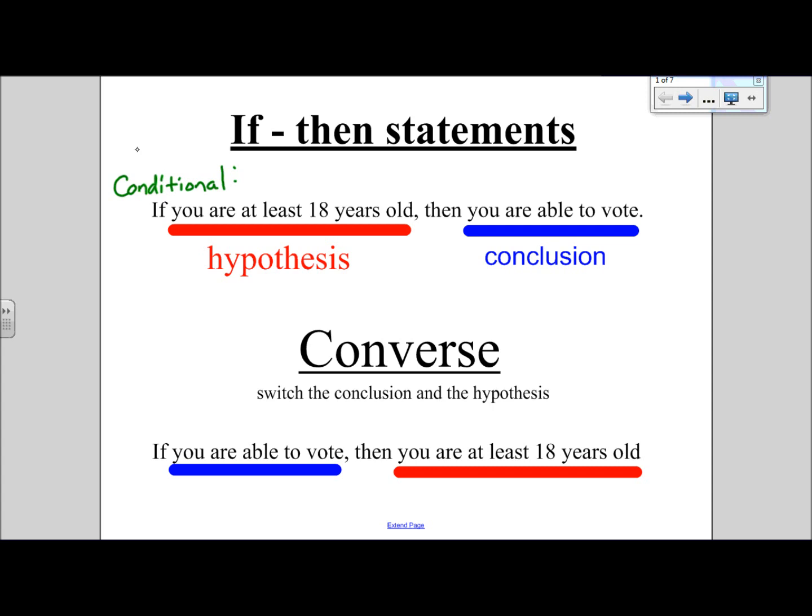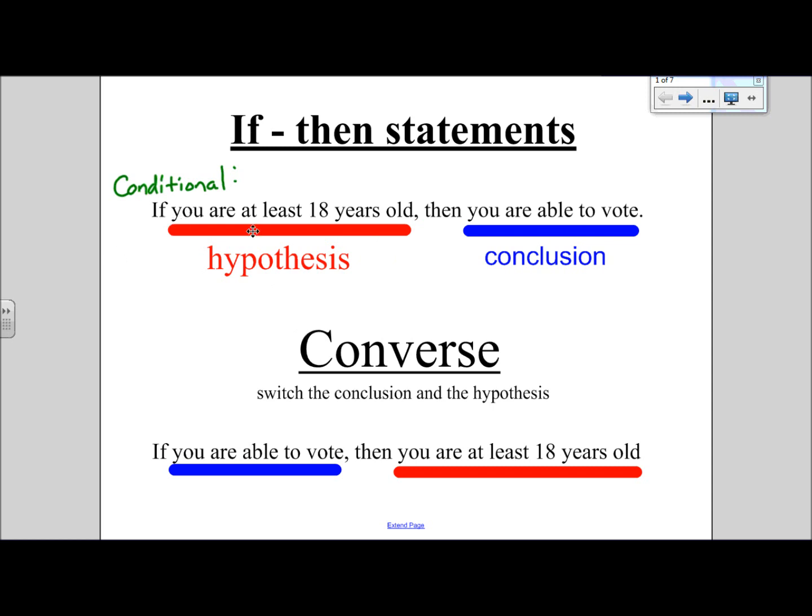If I had just say a statement in if-then form, we call that the conditional. I just made one up that if you are at least 18 years old, then you are able to vote. As you notice, my first statement is a hypothesis. You're seeing if you're 18 years old or not. And then you are able to vote. Now, what's nice about if-then statements is that if the hypothesis is true, we can then assume the conclusion is true if the original statement is true.